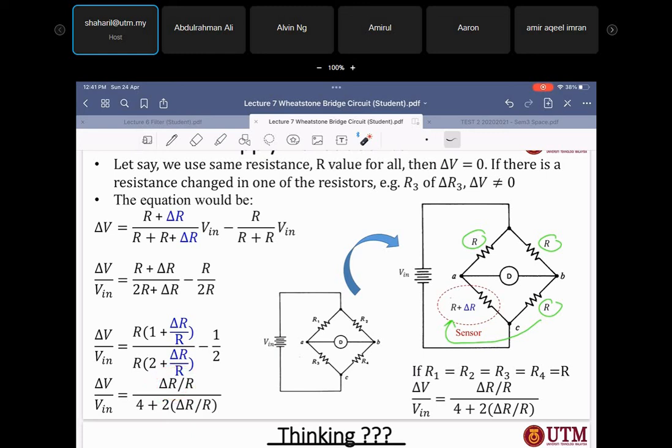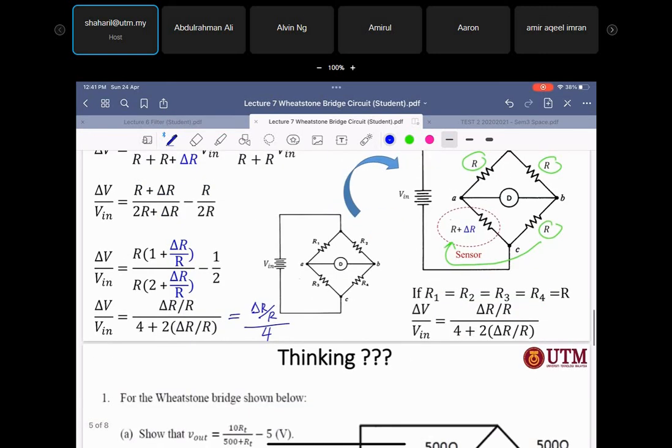Delta R over R, 4 plus 2 delta R over R. So sometimes we can simplify it again to become only delta R over R divided by 4. Because delta R divided by R will be almost 0, we can ignore it. You can ignore this one because it's a very small value, so we can only take the 4.